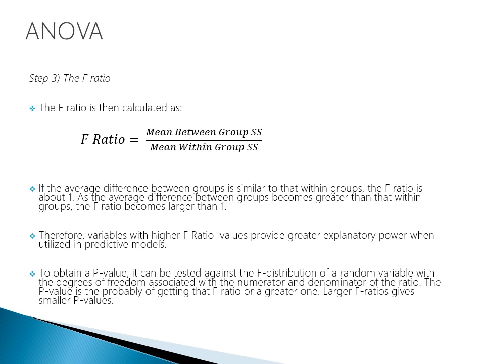To obtain the p-value, the F ratio can be tested against the F distribution of a random variable with the degrees of freedom associated with the numerator and denominator of the ratio. The p-value is the probability of getting that F ratio or a greater one. Larger F ratios give smaller p-values. So what we're looking for with the ANOVA test are large F values, or F ratio values.